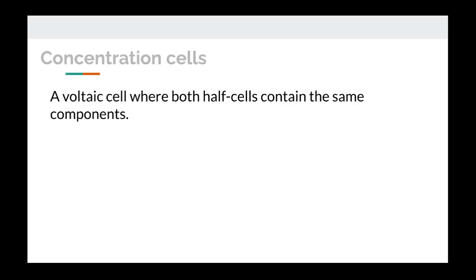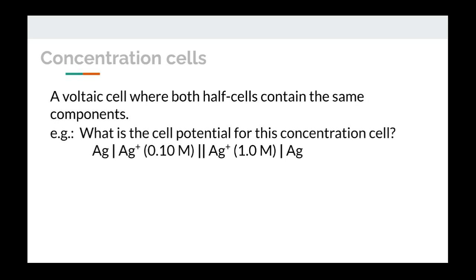Our last topic in this video is something called a concentration cell. This is a voltaic cell where both half cells contain the same components, which seems weird. It seems like that can't possibly be a voltaic cell, but it is if you just mess with the concentrations a bit. So here's a question. What is the cell potential for this concentration cell? So we have silver and silver plus in one half cell, and we also have silver plus and silver in the other half cell. So the oxidation is occurring here, and the reduction is occurring here.